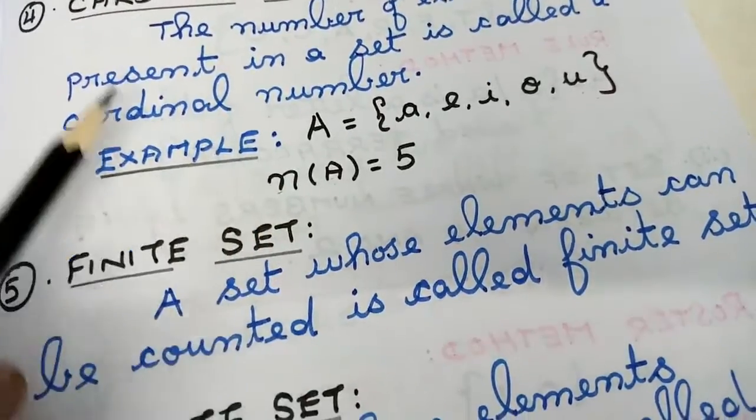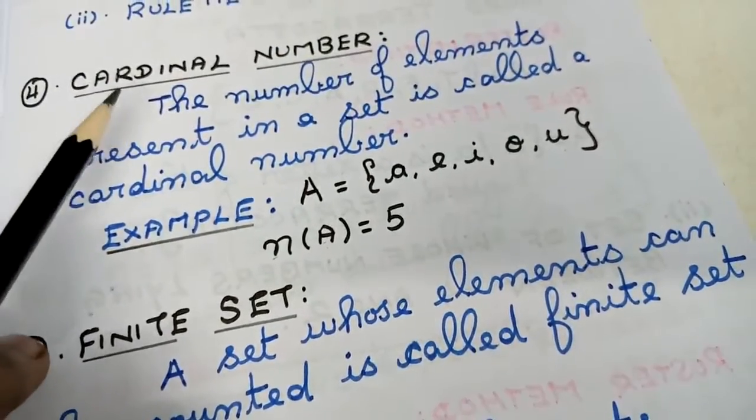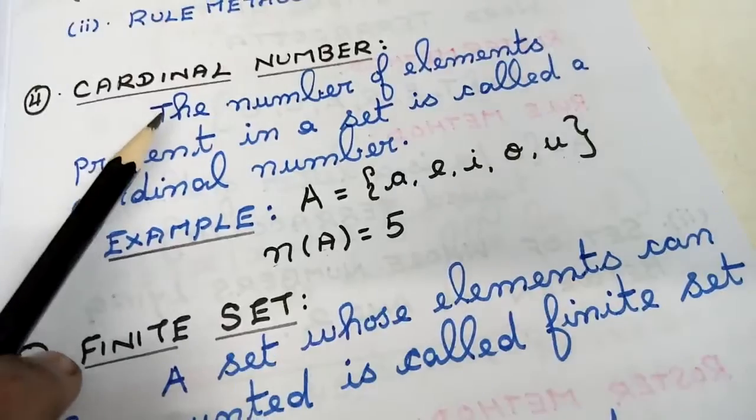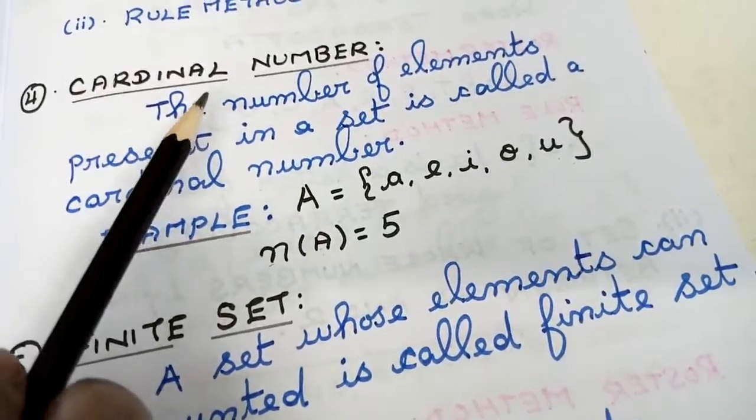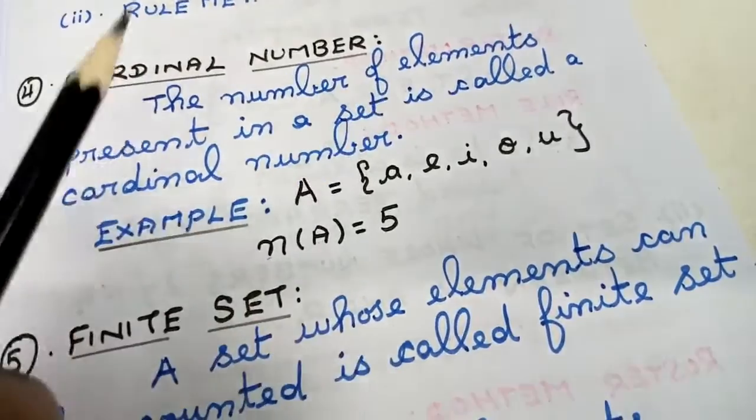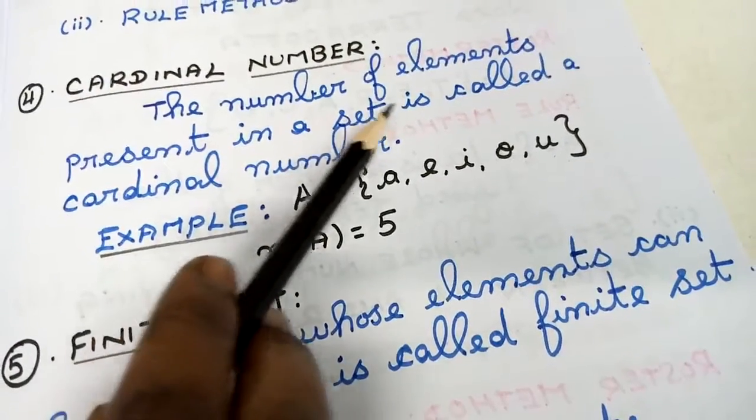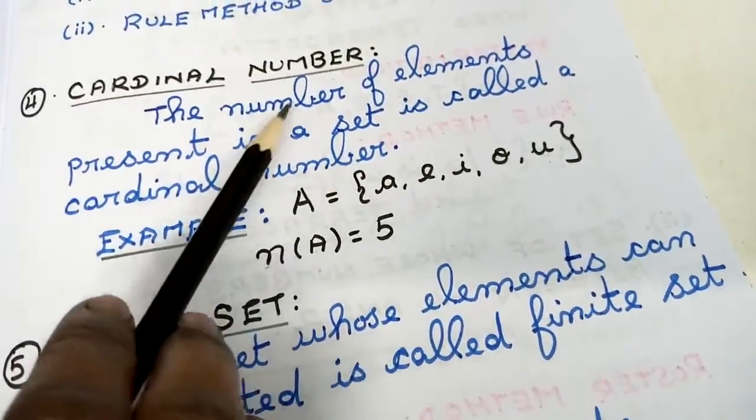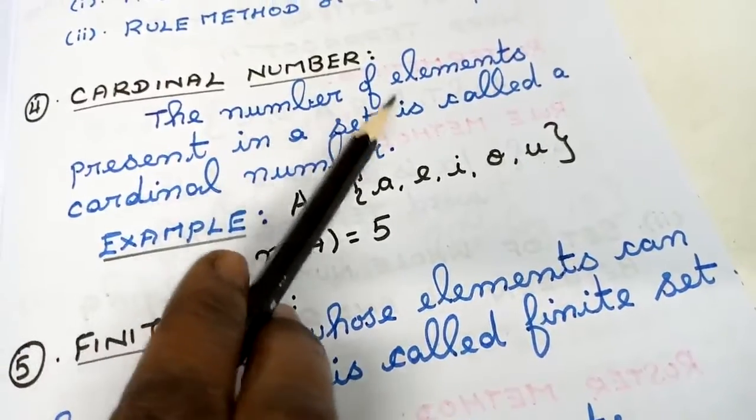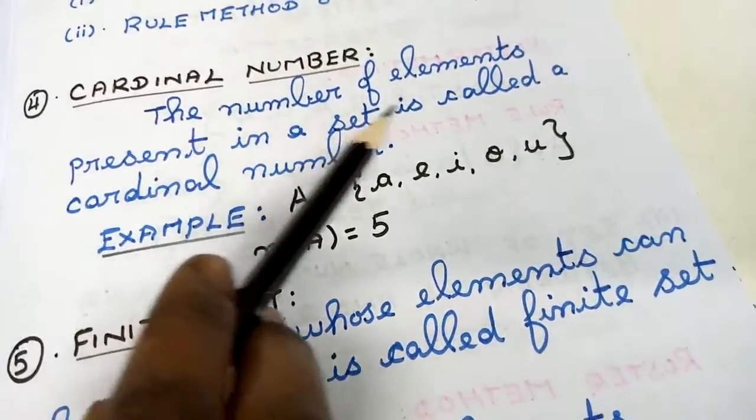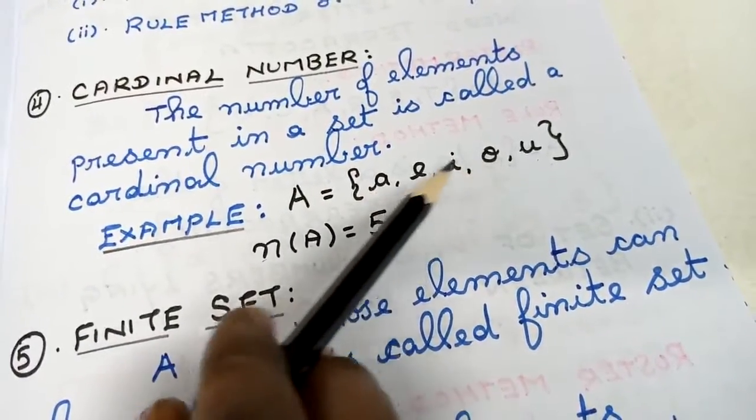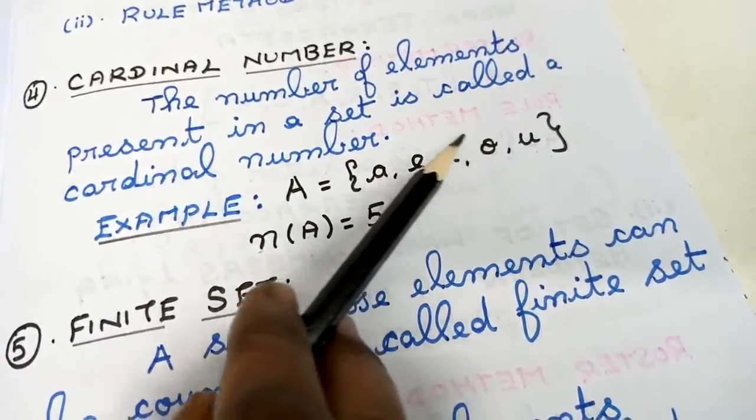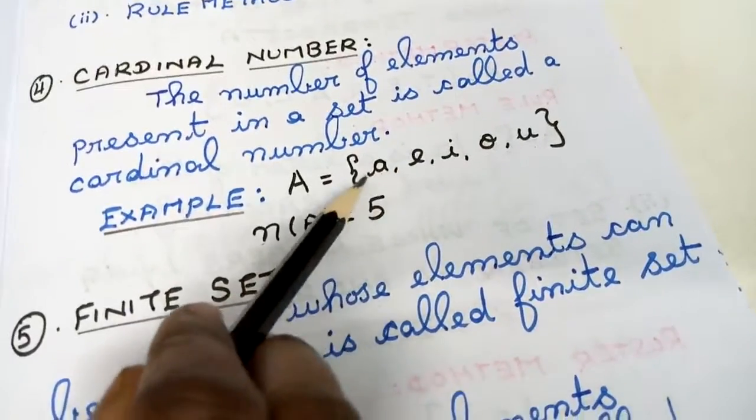Now we are going to see the definition. What is the definition given according to cardinal number? Just for a simple understanding, I have written like this: the number of elements present in a set is called a cardinal number. So understand properly, the number of elements present in a set is called a cardinal number. The elements are a, e, i, o, u, and I am counting the number of elements.